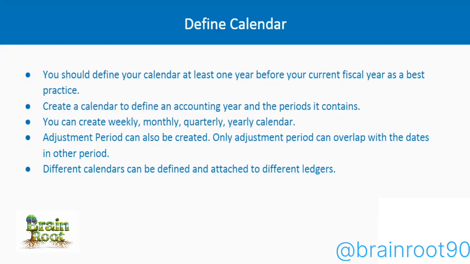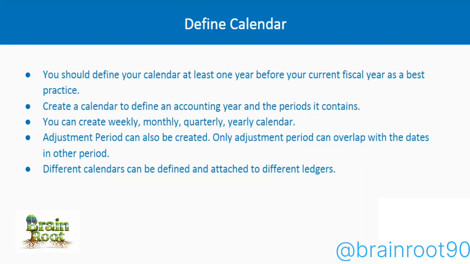But if you are doing so also, in that case also, you will definitely be uploading at least 1 year of your trial balance, which is the last year's full trial balance, into the system. So it is advisable that you define at least 1 year, but it can be more than that, which is 2 years, 3 years, or 5 years based on the requirement. You can define calendars. The system supports weekly, monthly, quarterly, yearly calendars.